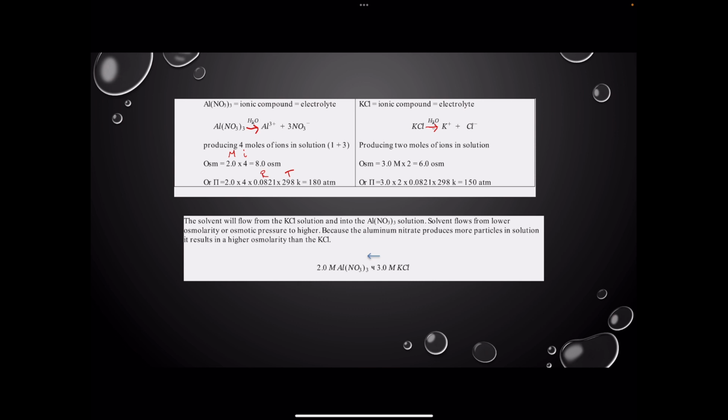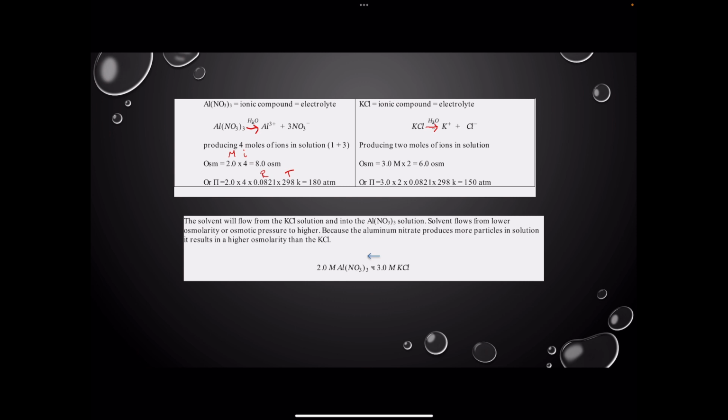with the lower concentration, the lower pressure, towards the side with the higher concentration, the higher pressure, and it's flowing towards that side in order to bring the concentration down, to dilute it, which in turn decreases the pressure. So in this case, the solvent is going to flow from the potassium chloride and into the aluminum nitrate solution. The solvent flows from lower osmolarity or osmotic pressure to higher. Because the aluminum nitrate produces more particles in solution, it results in a higher osmolarity than the potassium chloride.